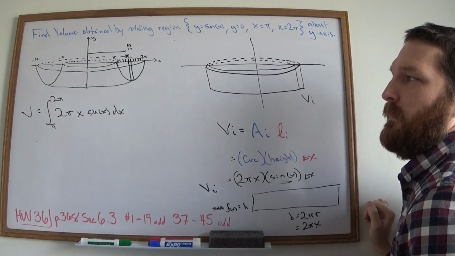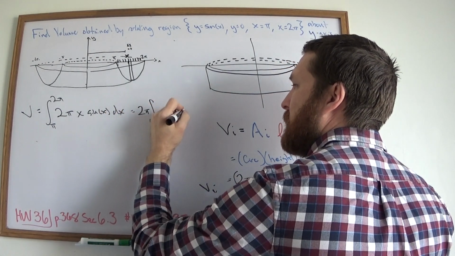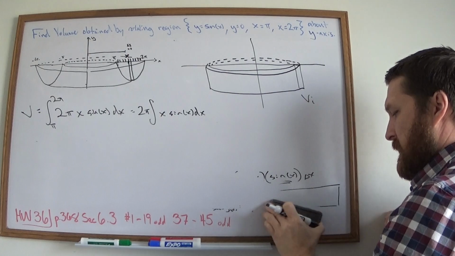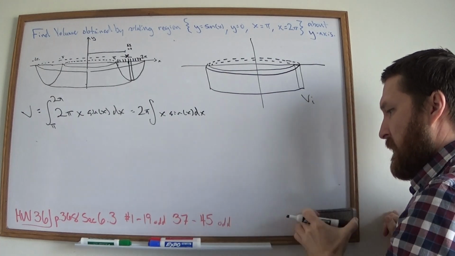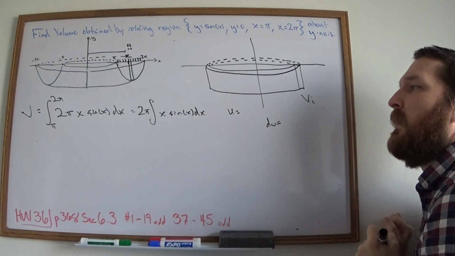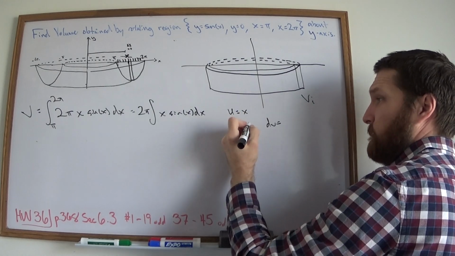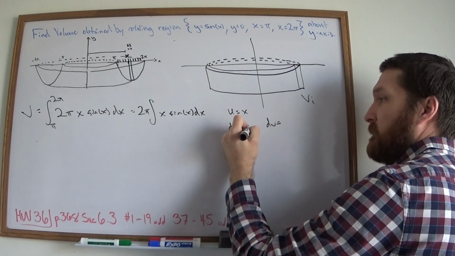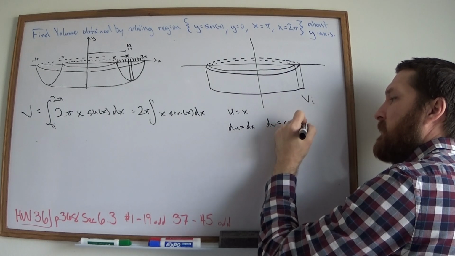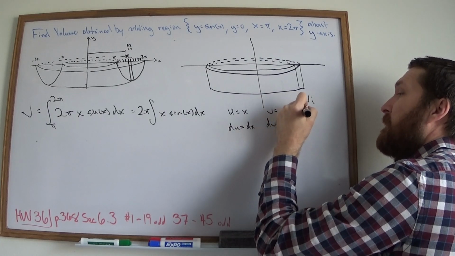Much easier than the other way, because this is just 2 pi times the integral of x sine x dx. What method do you want to use for this? Parts. So I'm going to let u equal what and dv equal what? u is x, which makes du dx. And dv is everything else, so that's sine x dx, which makes v negative cosine x. Don't mess that up.